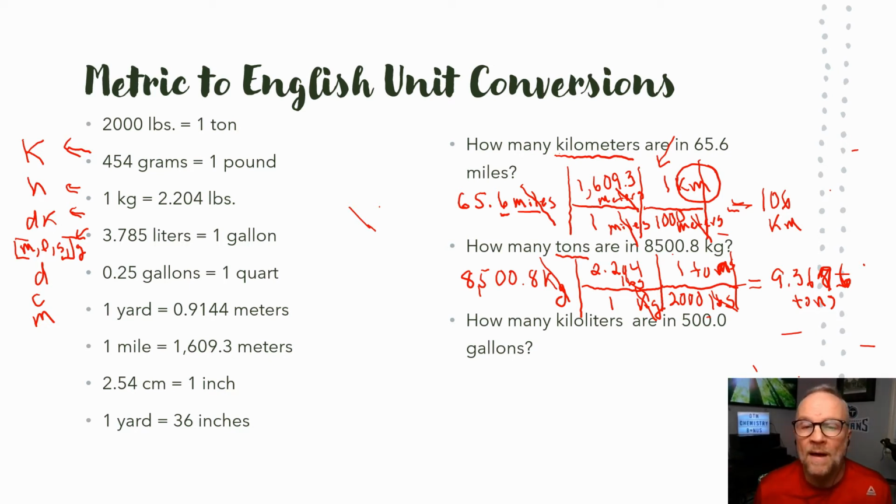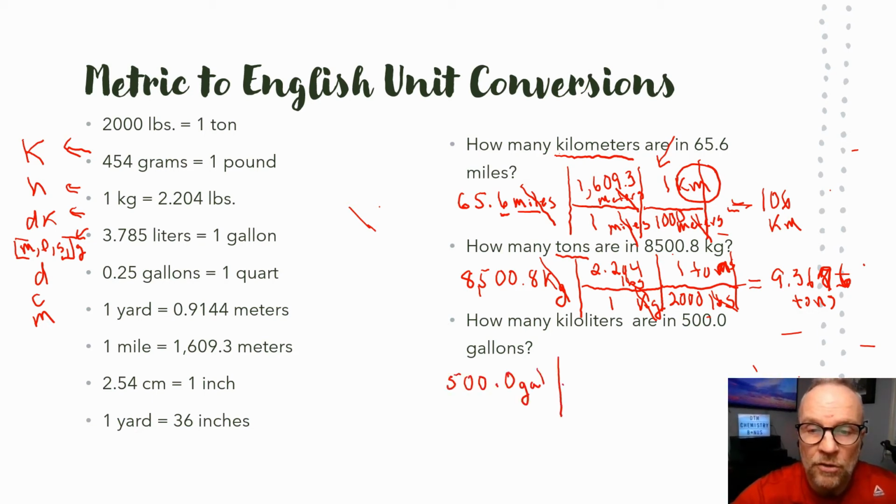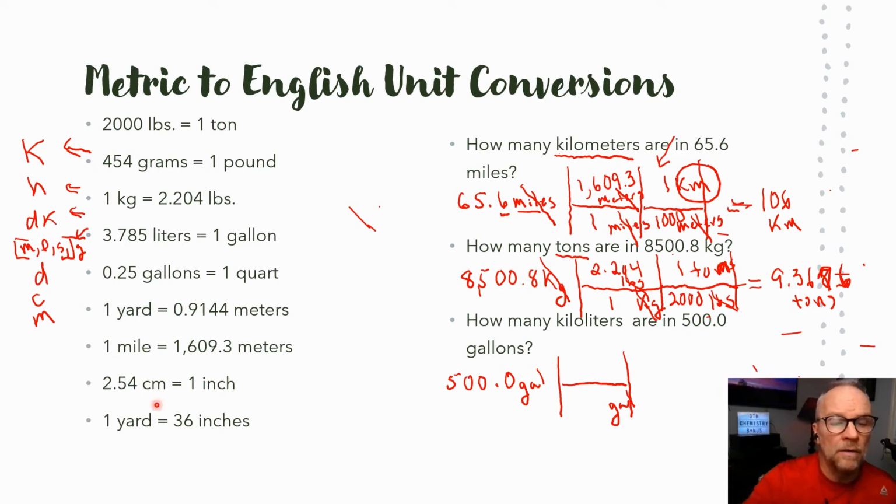So now we have, that one was one of weight. We did distance, and now we did weight. And now we're going to do volume, right? Because we have 500 gallons. And we're going to have to change it to kiloliters. So gallons, we're going to have to change to some metric unit. And let's see what we've got over here that we can do that.